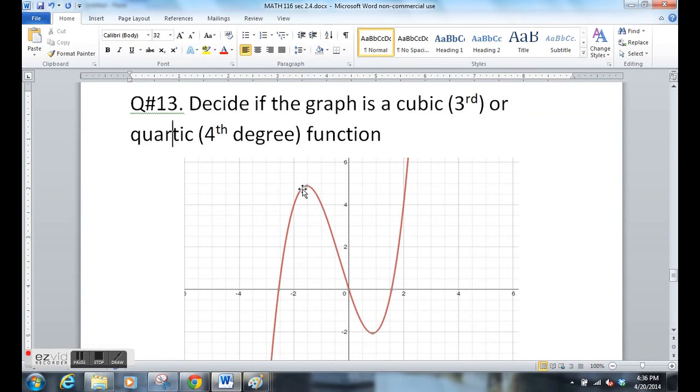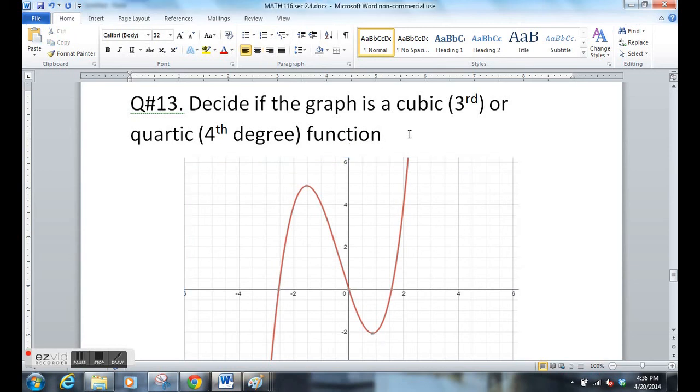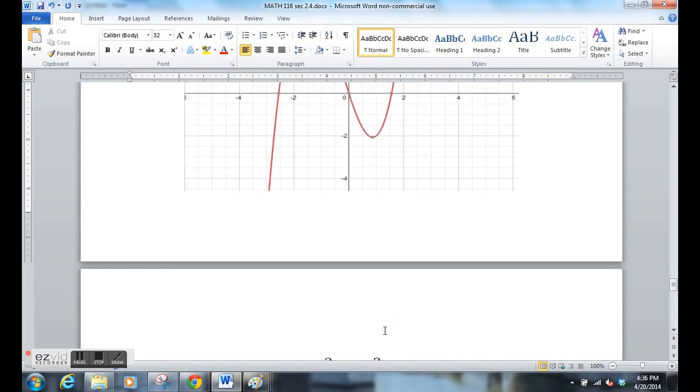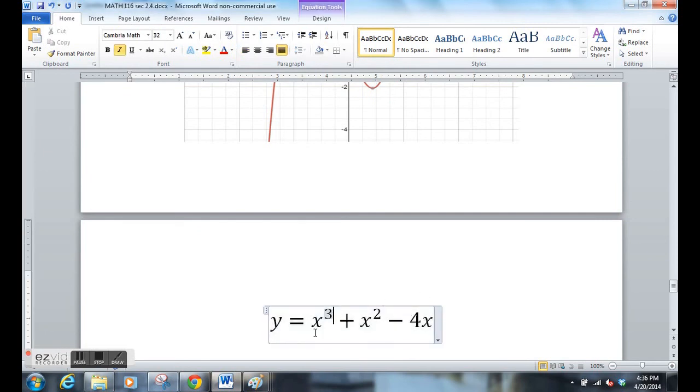How many turning points does it have? There's 1 turning point, 2 turning points. It has 2 turning points. So that tells us, 2 turning points, that it can be a 3rd degree function. So it's probably a 3rd degree function because it has 2 turning points. So that's how you would answer that question. And that is actually, right here is the function, 3rd degree. So that's how I put it in the graph.